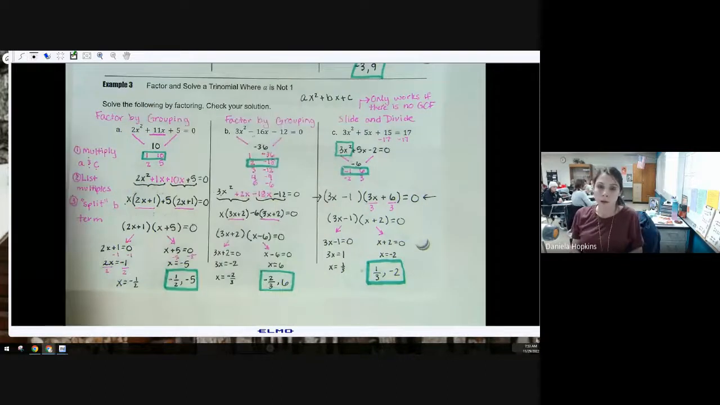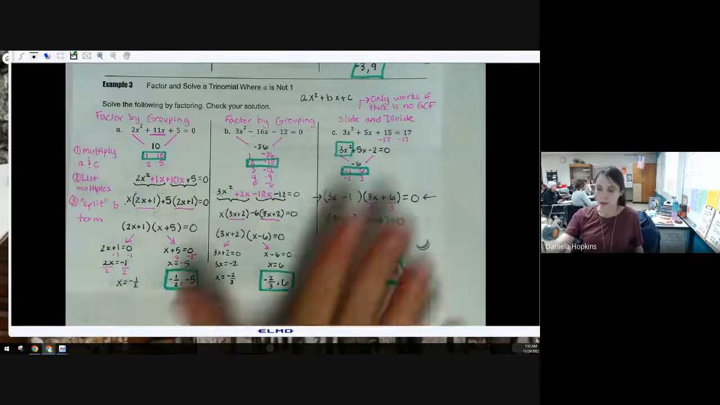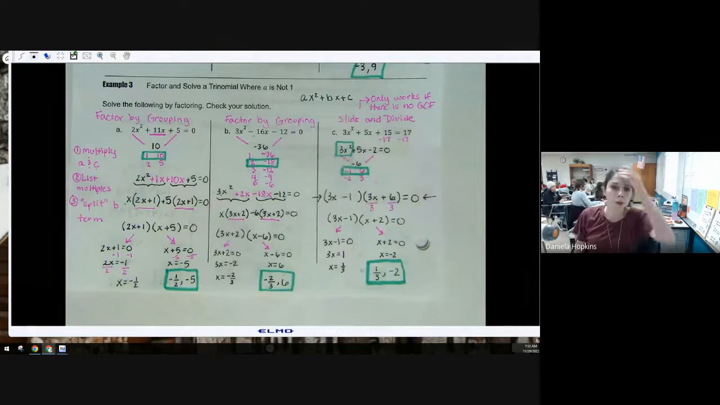I don't care which method you use. Again, the slide and divide only works if you don't have greatest common factors. I don't think you do today, but I guess I don't remember for sure.